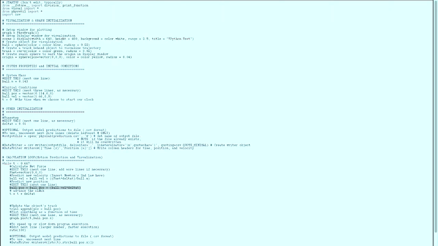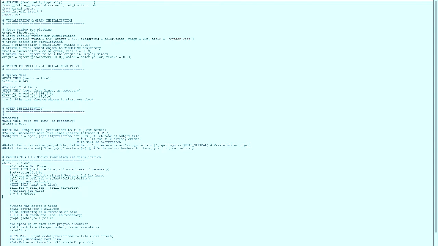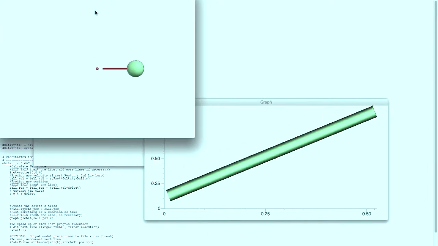This formula, another physics formula we're all familiar with, is r_f equals r_i, that's the position, plus the ball's velocity times delta t. And t, of course, equals t plus delta t. And now we can run this and predict the motion of the ball.